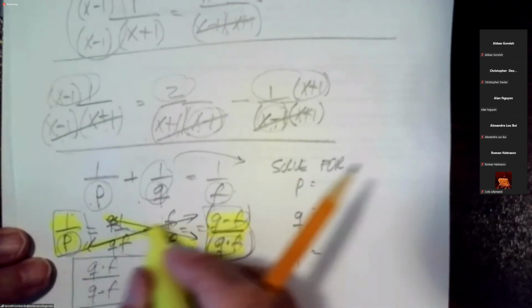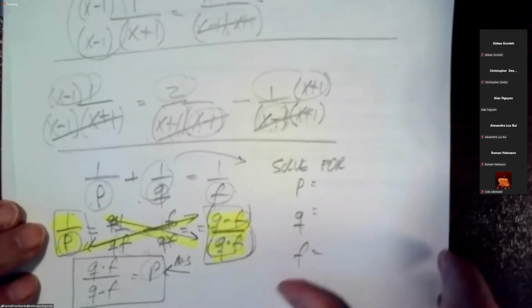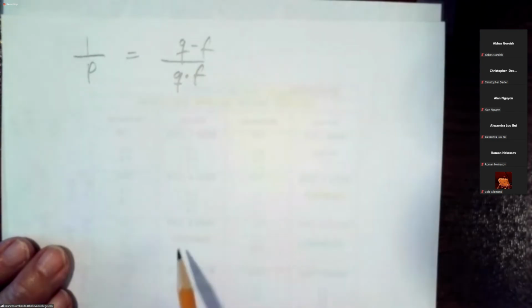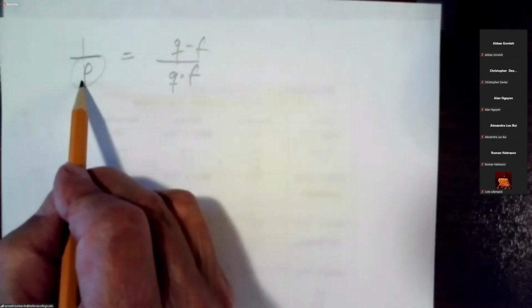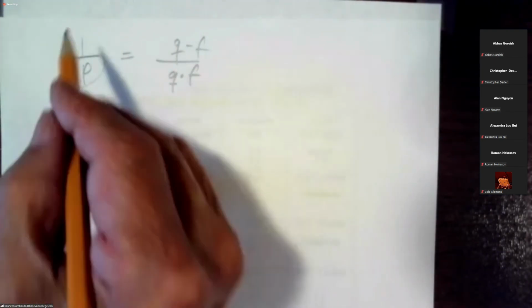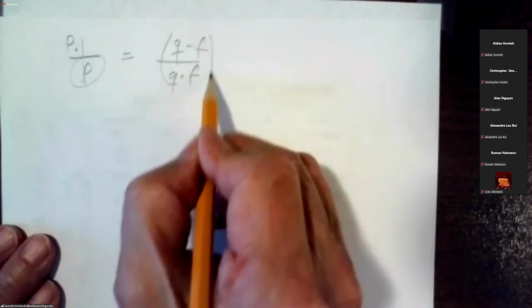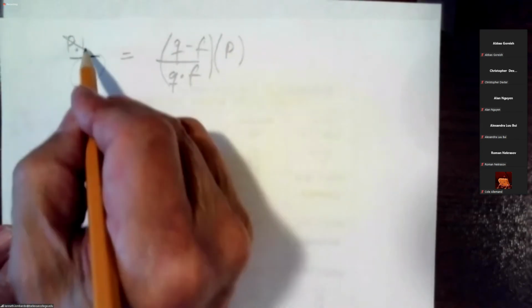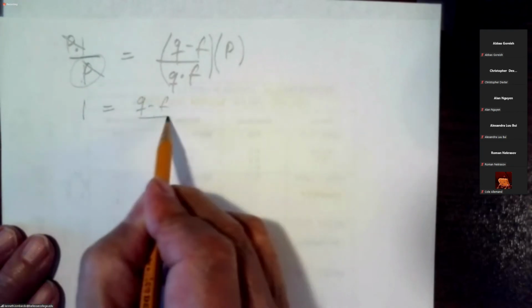Now I can go through the cross multiply step if you want. Please, you go over that. Okay, so the cross multiply step would look like 1 over P equals Q minus F over Q times F. Because I want to solve for P, I'm going to multiply through by P. So I'll put a P here, and I'll put a P here, which is in the numerator. Now I've done the multiply on each side. Those are going to cancel. So now I have 1 equals Q minus F over Q times F times P.